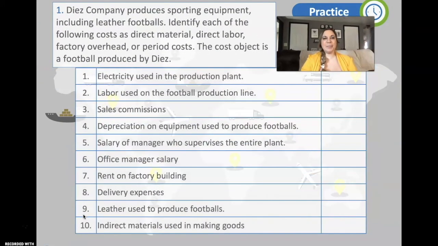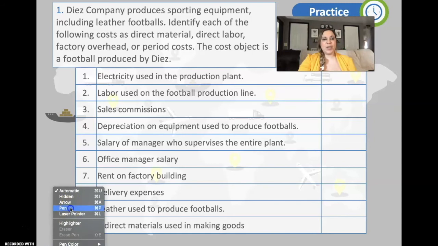Okay, we have DS Company that produces sporting equipment. Specifically, we're going to be talking about producing footballs here. So we're going to have to identify if the cost would be considered direct material, direct labor, overhead, or a period cost, meaning it has nothing to do with the factory itself. The first one we have is electricity used in the production plant.